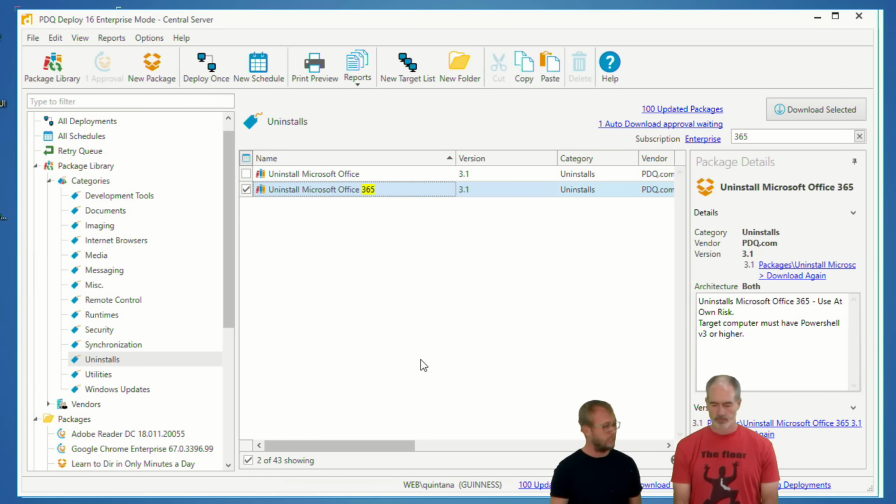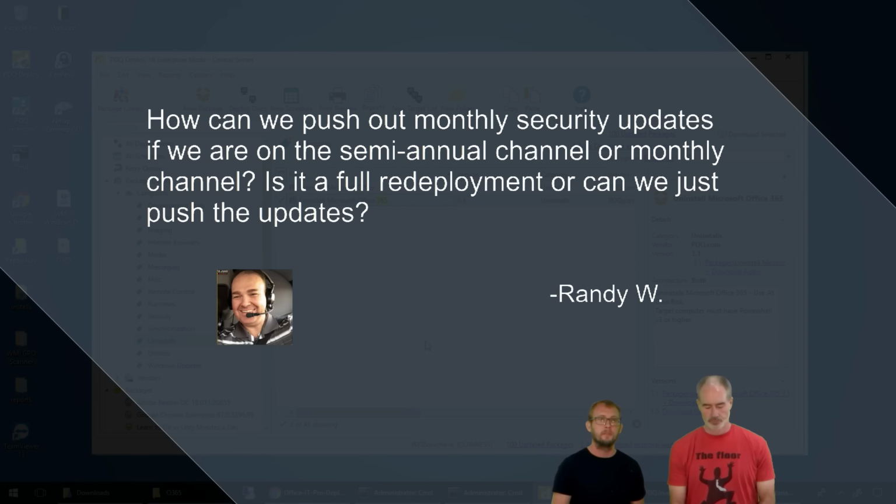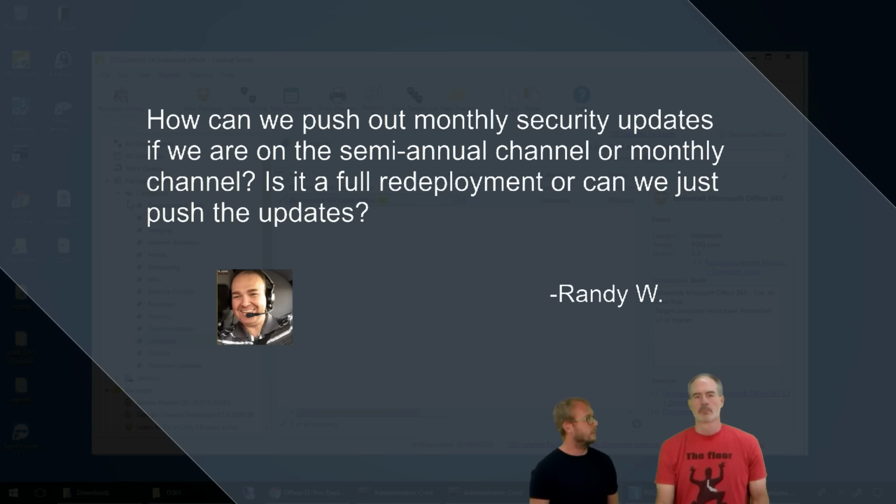So, do you want to take a question? Yeah, do we have questions? Dear Brig and Josh, how can we push out monthly security updates if we are on the semi-annual channel or monthly channel? Is it a full redeployment, or can we just push the updates? Sincerely, Randy. You started looking into this, if I remember right. Yeah, deploying Office 365 updates manually.